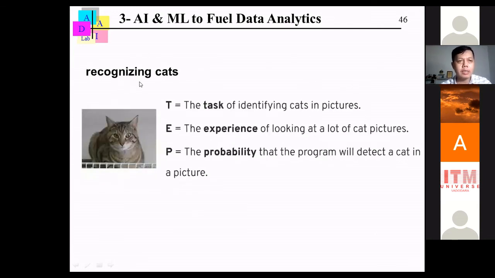With another example, how to recognize a cat. The task T here is to identify a cat in the picture. E means the experience of looking at a lot of cat pictures, and P means the probability that the program will detect a cat in the picture.